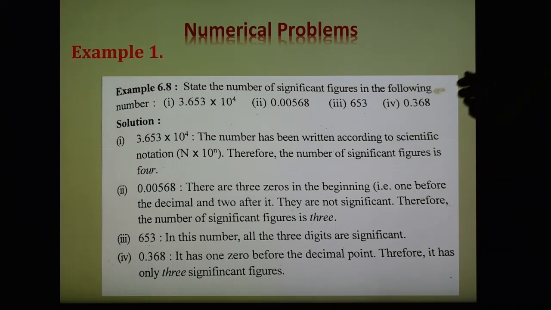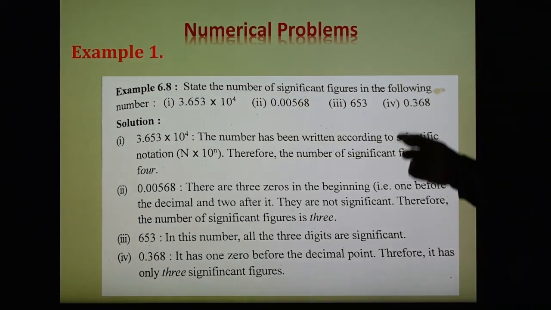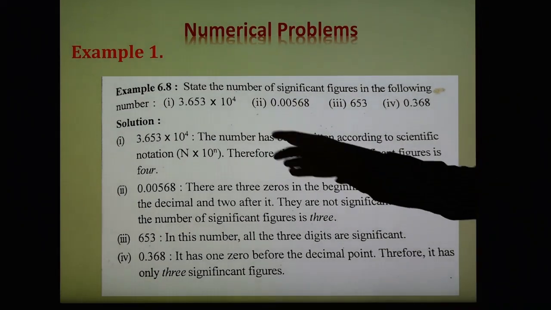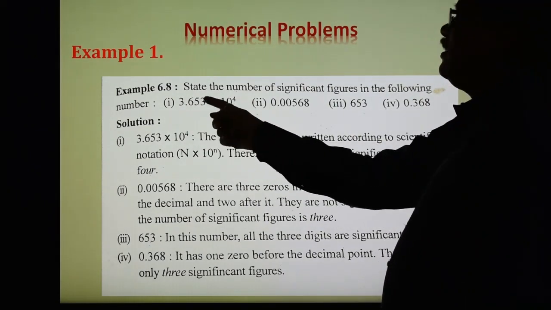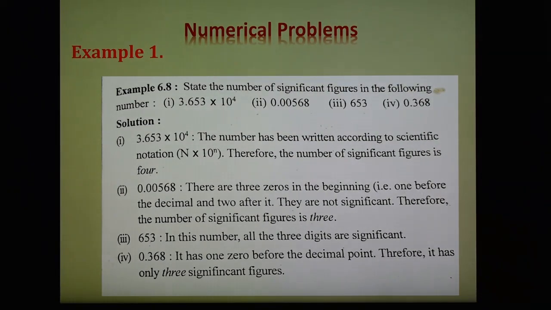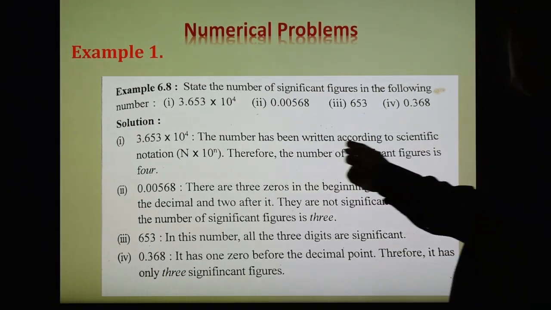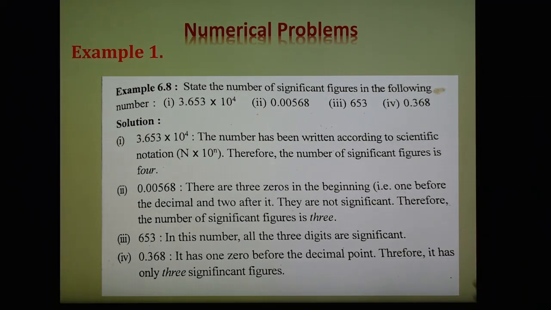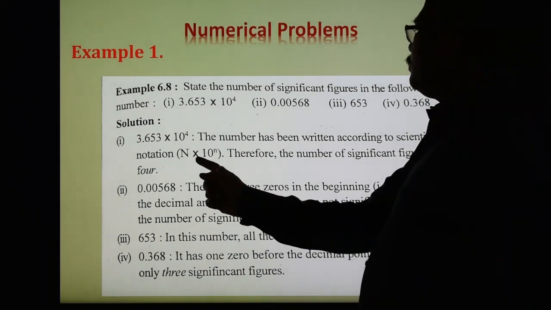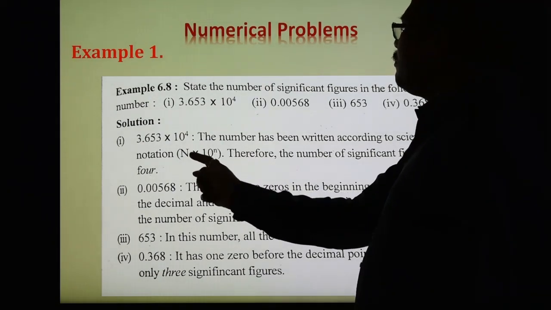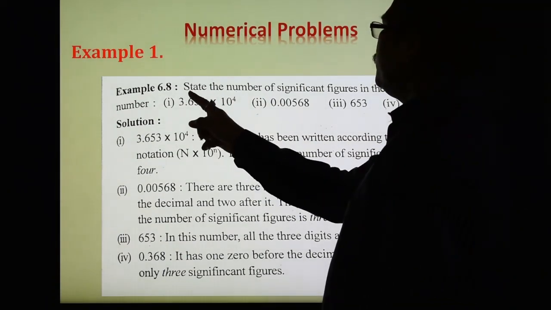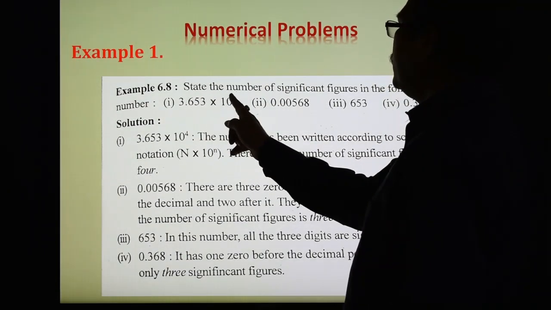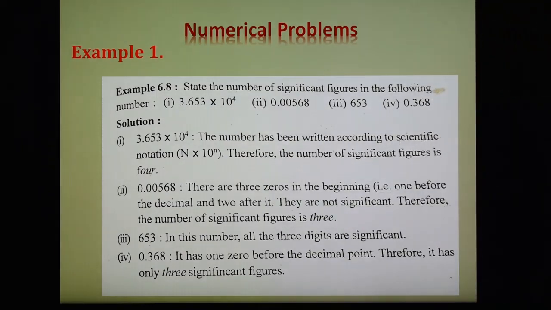Example 1: state the number of significant figures in the following numbers. These 4 numbers are given here. In the first case, the number is given in scientific notation, and as we know how to write scientific notation, N times 10 to the power n, in that case only the N part counts for the significant figures. Therefore the number of significant figures is 4: 1 2 3 4. We are not counting the power of 10. So the number of significant figures in this case is 4.